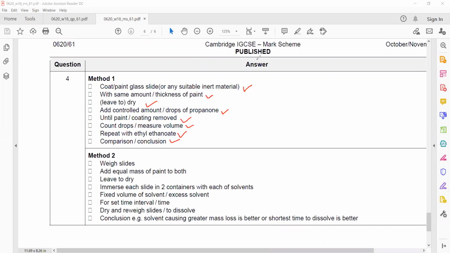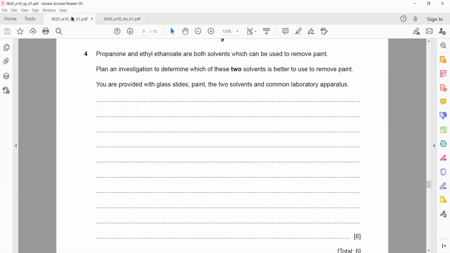What else you can do? You can weigh the slide, add an equal amount of paint, leave it to dry, immerse the slide into two containers, then fix the volume of the solvent, then dry and reweigh again. The one which shows a greater change in the mass is a better solvent. Is it clear? This experiment.